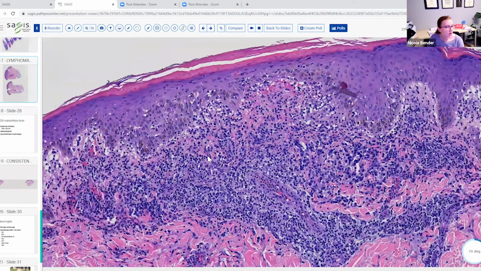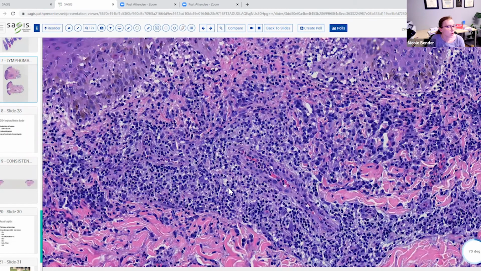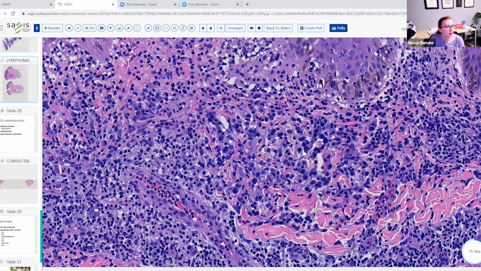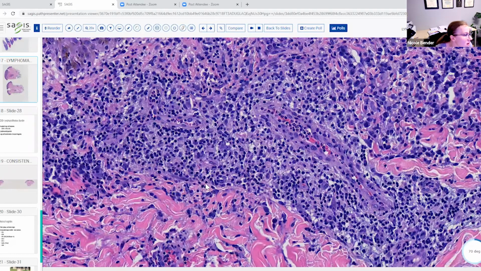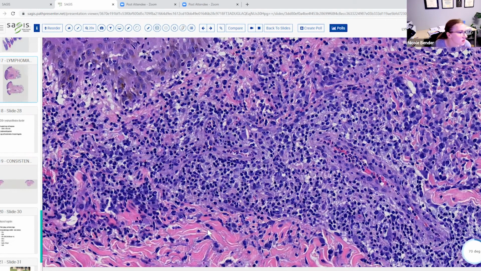Most of these cells are small, mature-looking lymphocytes with hyperchromatic nuclei, but if you look, mixed amongst them there are also large cells that are a little bit hyperchromatic, but they have a little bit of cytoplasm too. They're scattered plasma cells and probably some other normal inflammatory cells, like an eosinophil here, scattered throughout as well.